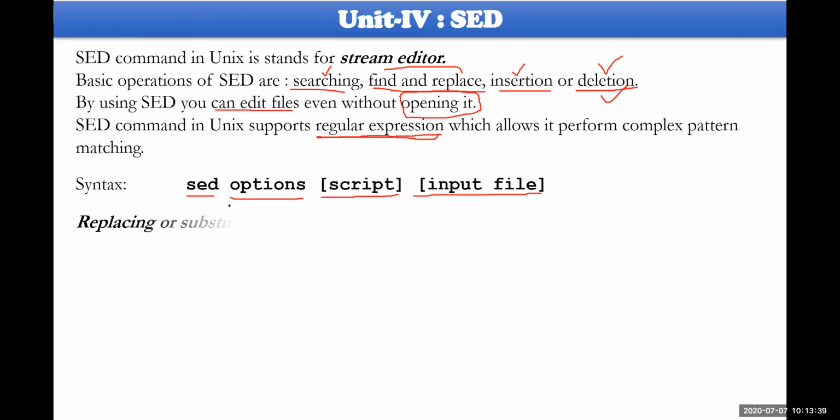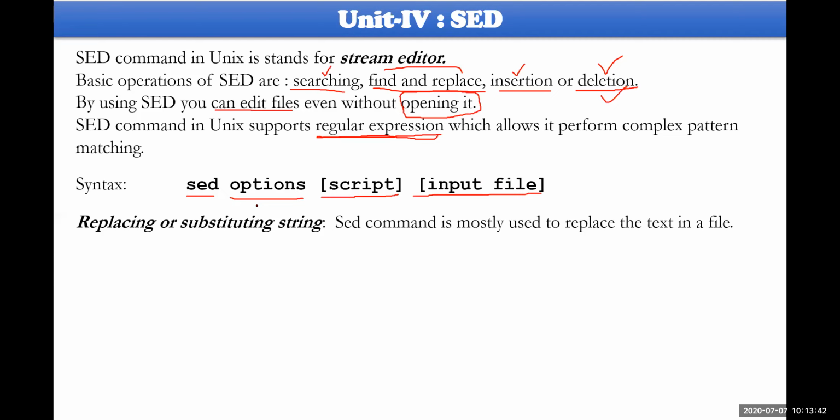Okay, so the very important and most probable operation will be replacing or substituting a string. Let me say finding and replacing. This is the most probable operation as far as SED is being considered. If you take into consideration this particular SED stream editor, the most probable operation will be find and replace. This is the most common operation which could be performed by SED here. Now, how does it get operated?